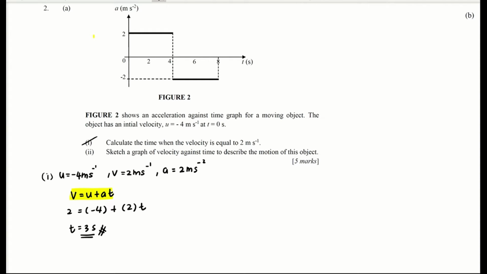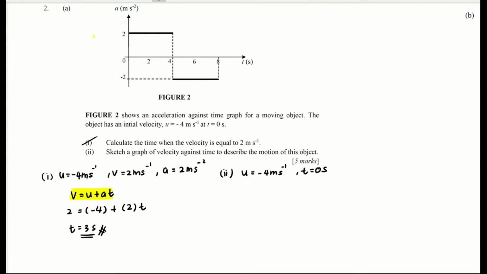And then for second part, we want to sketch a graph of velocity against time to describe the motion of this object. First of all, look at the timeline here. So this is from 0 to 4 seconds, and this is 4 to 8 seconds. So from 0 to 4 seconds, remember that the initial velocity is equal to -4 meter per second at t is equal to 0 second. So maknanya u dia mula daripada -4 meter per second.